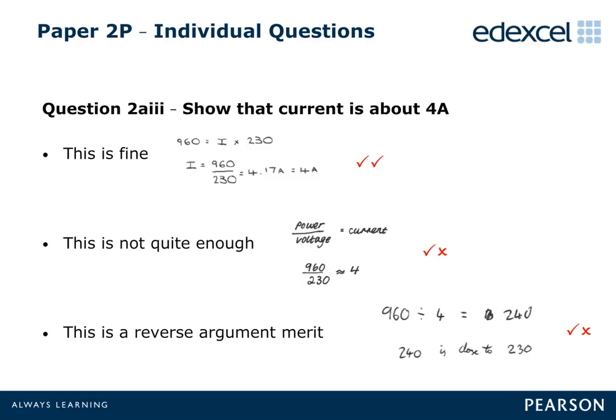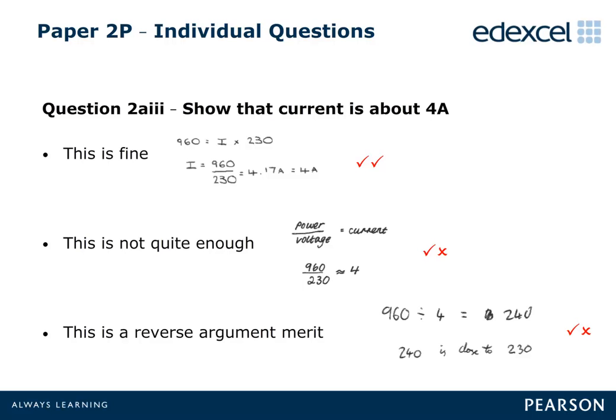The first example is fine and gets full marks. The correct calculation yields a value shown to at least two significant figures, 4.17 amps in this case. This approximates to 4 amps, which completes the demonstration. The question asks, show that the current is about 4 amps, not show that the current is 4 amps.